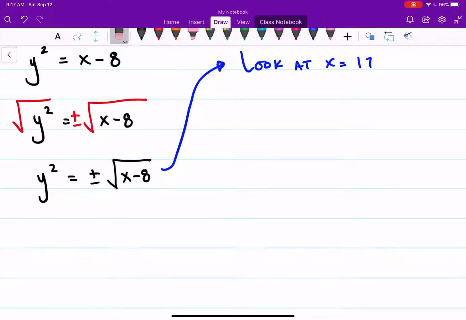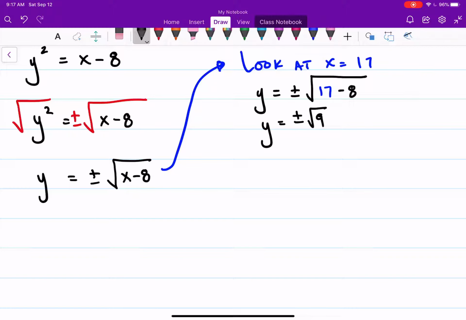Oops, sorry. This would be just y. You're probably already asking that question. So if I say y is equal to plus or minus the square root of 17 minus 8, okay? So I solve. So y is equal to plus or minus square root of 9, which is y is equal to plus or minus 3. Well, what does y equals plus or minus 3 mean, right? Y equals plus or minus 3 means y can be positive 3 and y can be negative 3, okay?